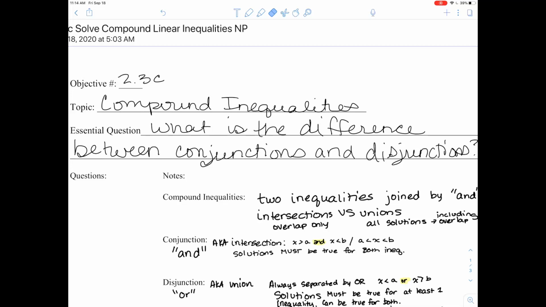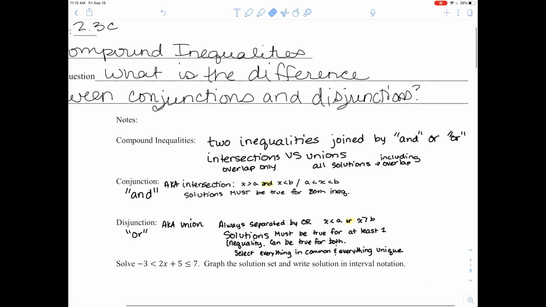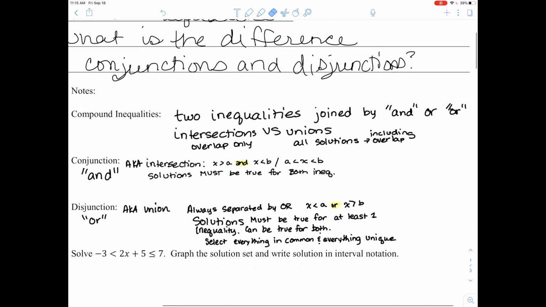The topic is compound inequalities, and the major thing that you need to clue into today is what is the difference between conjunctions and disjunctions? Because the way you solve inequalities is always the same. It's how you interpret their answers. A conjunction is a different kind of answer than a disjunction, because conjunctions are intersections, whereas disjunctions are unions. So let's take some notes to define that and look at what it looks like. And then we'll do some compound inequalities.